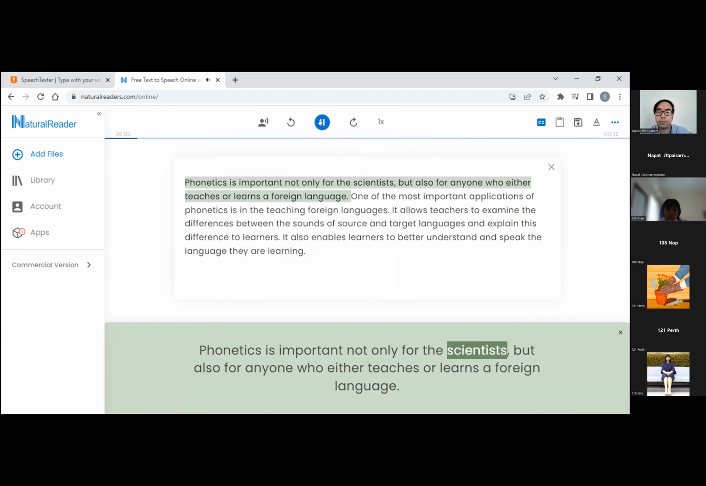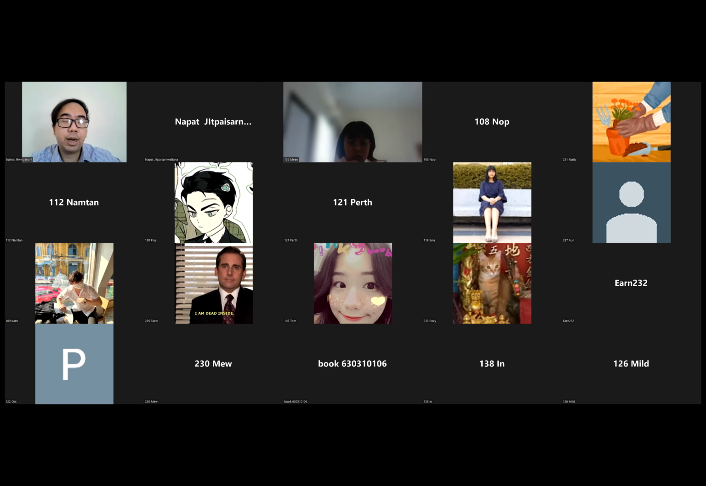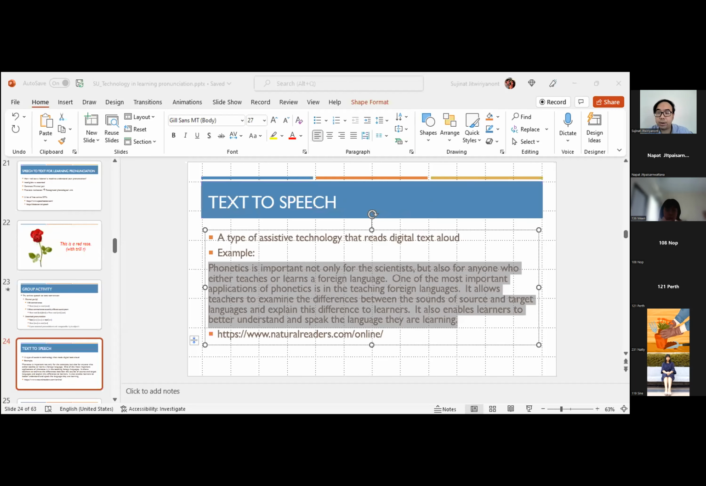Phonetics is important not only for the scientists, but also for anyone who either teaches or learns a foreign language. One of the most important applications is text-to-speech. So you can use text-to-speech to learn pronunciation.